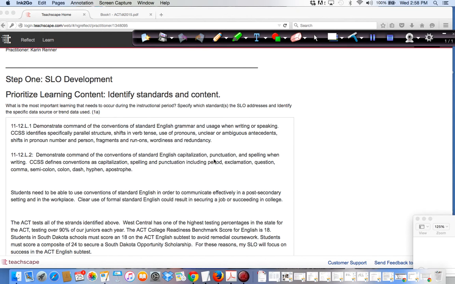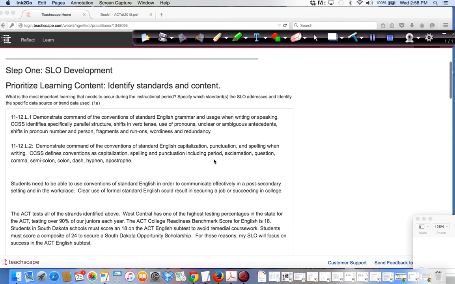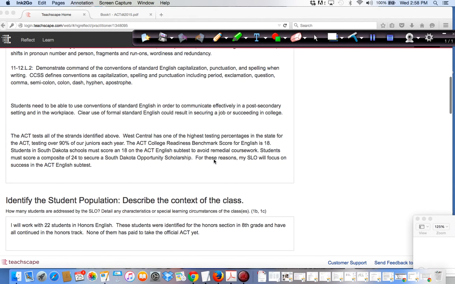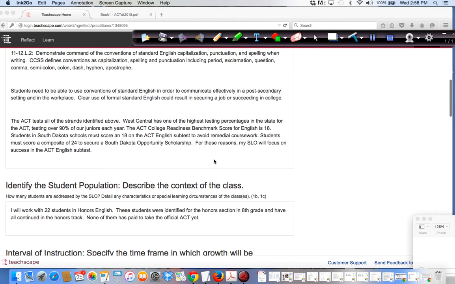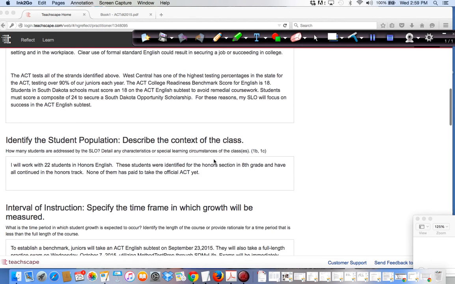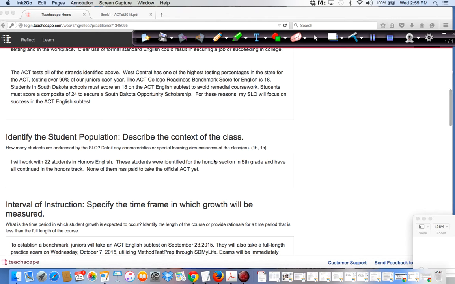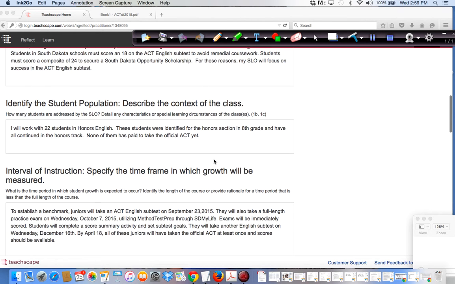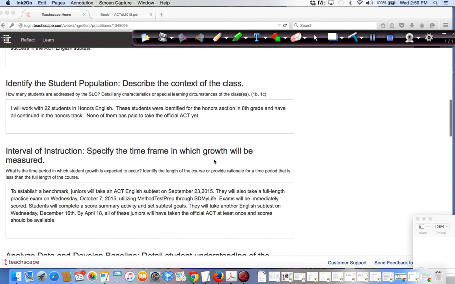I'm working with 22 honors kids this year who, as of October 1st, none had taken the official ACT. My benchmark last year was the ACT plan test score that all of the honors kids took their sophomore year. This year's juniors are the first honors group in as long as I've been teaching here that did not take the ACT plan test.